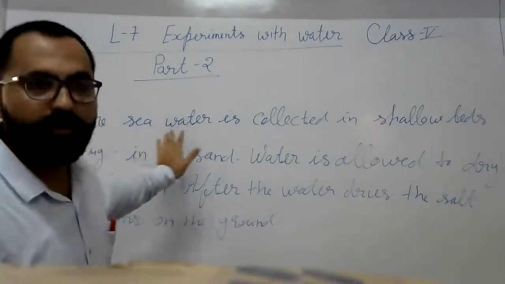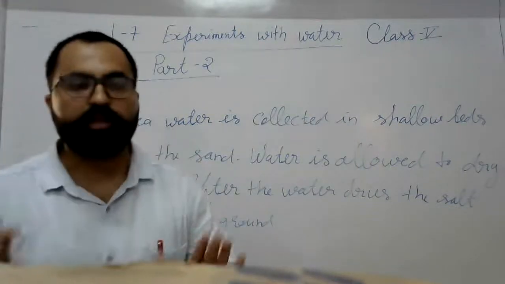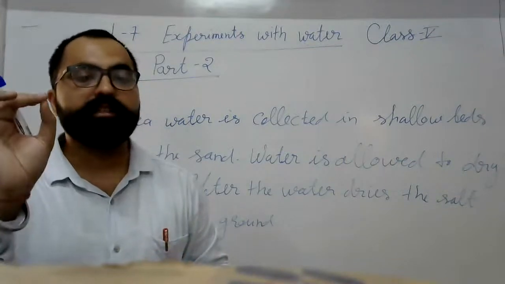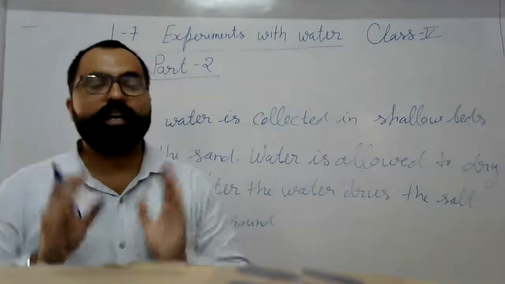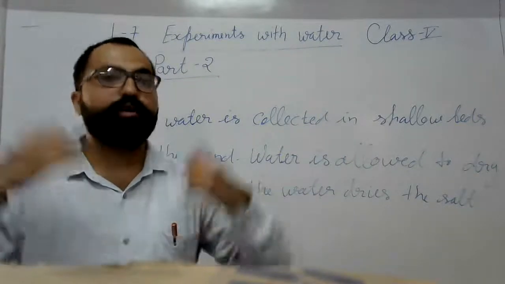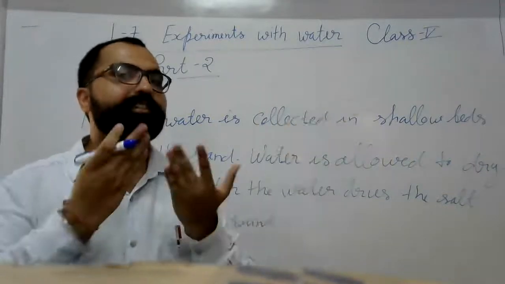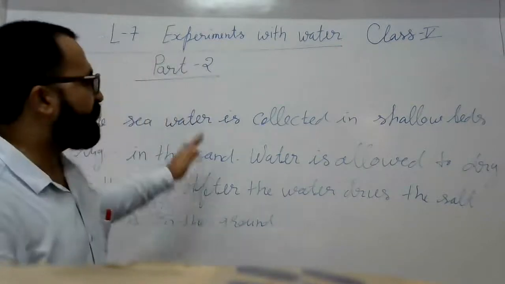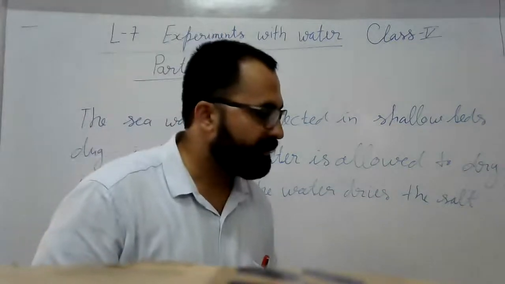So how do we make salt? Let me read for you once more. The seawater is collected in shallow beds dug in the sand. Okay, the water is allowed to dry in the sun, and after the water dries, what is left? The salt remains on the ground. Cool. So that is how we make salt. I think you all understand well.